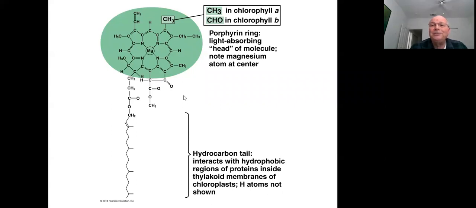It's also what allows us to separate them using thin layer chromatography, because one is more hydrophilic, one is more hydrophobic. That means we can separate them using hydrophilic versus hydrophobic solvents in combination. And that allows us to separate out the two pigments in thin layer chromatography. So it's these subtle differences that account for the differences in absorption. Now notice also that there's magnesium in the center of the chlorophyll molecule.